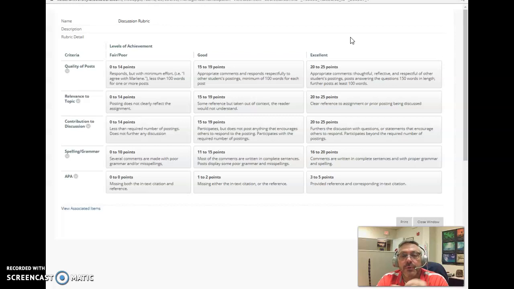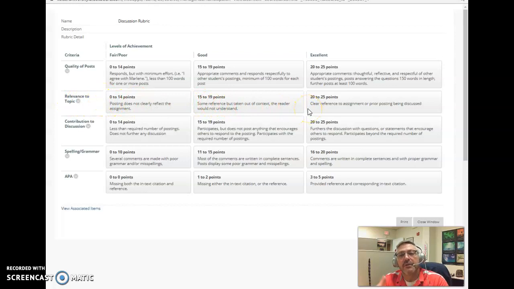Your post, when you answer the question, should be at least 150 words or more. To your fellow students and to myself, your post should be at least 100 words or more. So don't just say, yeah, I agree with you, because that's going to take off points in this section. It also is not furthering the discussion in any way. So make sure that what you're saying has some substance to it and that it is furthering the discussion.